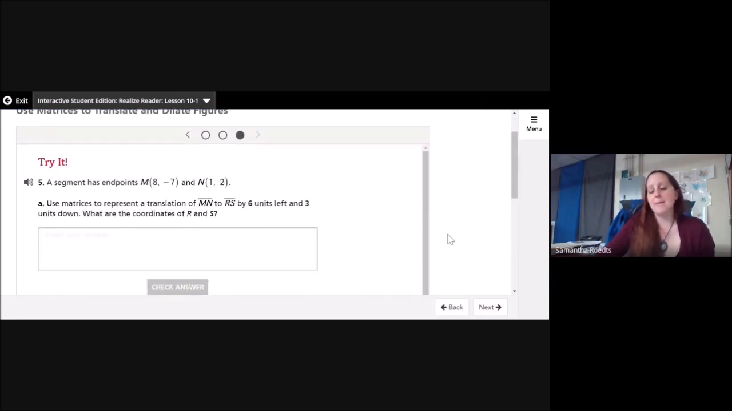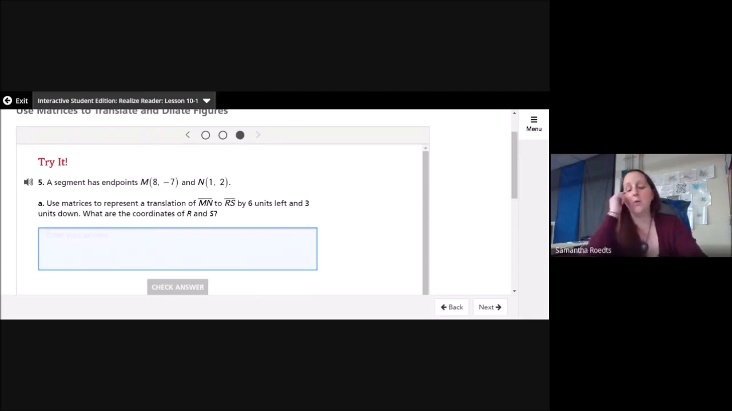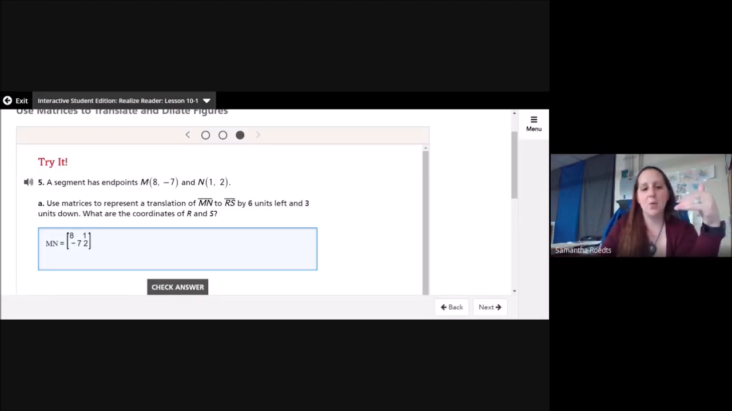Let's try it. A segment has endpoints M, 8, -7, and N, 1, 2. Use matrices to represent a translation of segment MN to segment RS by 6 units left and 3 units down. What are the coordinates of R and S? So the first thing that I want to do is actually create this matrix. So MN becomes matrix 8, 1, -7, 2. Okay. So 8 and -7, that's my X and my Y for M, and 1, 2 is my X and Y for N.